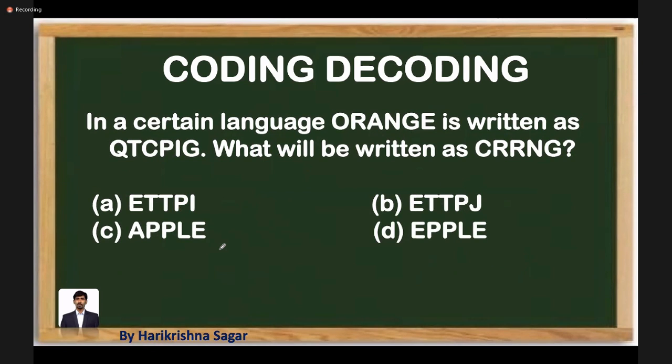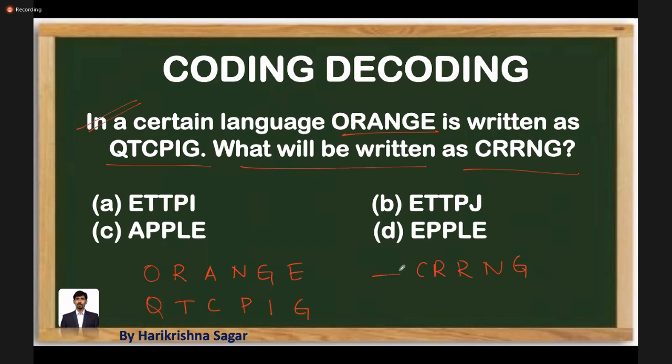Sometimes they will project the question like this. In a certain code language, ORANGE is written as this, then what will be written as CRRNG? So as per the data, they mentioned that in a certain code language, there is a word called orange. Orange is written as QTCPIG. Then how the word CRRNG is written is the question. Something is written as this. What is this is the question.